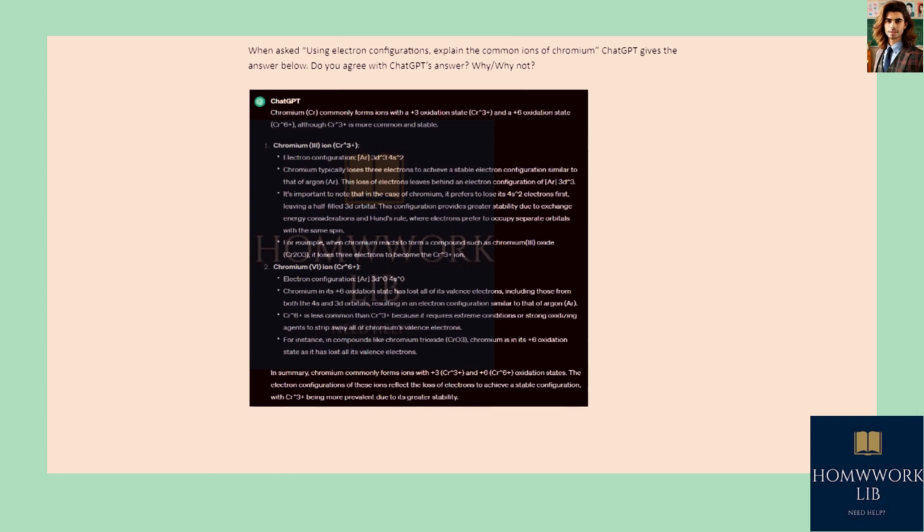Over here, we're going to verify an answer given by ChatGPT about the electron configuration of the common ions of chromium. So the first thing that we need to notice is this mistake over here on the electron configuration. This is going to be incorrect.